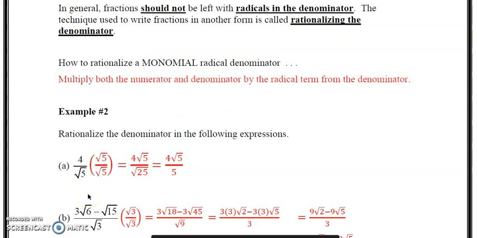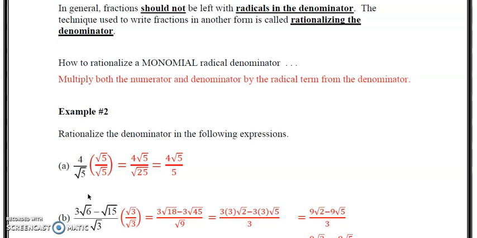Now, when we were in class before the break, I briefly mentioned rationalizing a denominator. I did it quickly with you in one of the examples, but now we're going to go into more depth about it. So, in general, fractions should not be left with radicals in the denominator. The technique used to write fractions in another form, we call this rationalizing the denominator. So here is how you rationalize a monomial radical denominator.